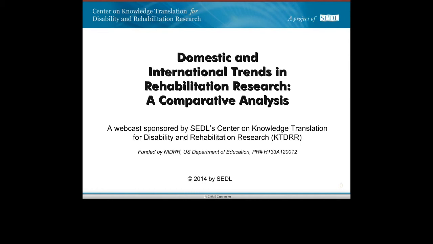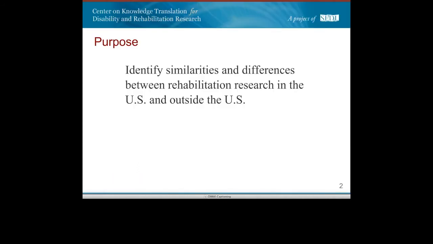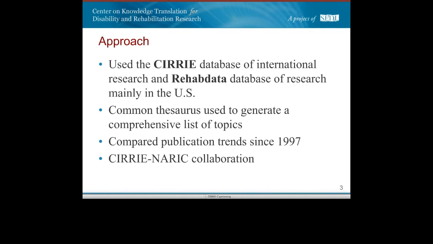Joanne, good to be with you again. Today's presentation will describe a study that sought to identify similarities and differences between rehabilitation research in the U.S. in comparison with global trends. The approach involved using the CIRRIE database of international rehabilitation research and NARIC's Rehab data, which is a database of mainly rehabilitation research in the U.S. Both databases use a common thesaurus, which makes it relatively easy to do a comparative analysis of U.S. rehabilitation research with research from outside the United States.